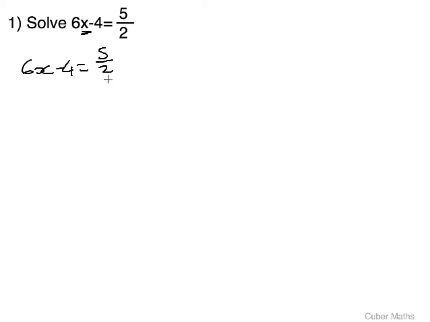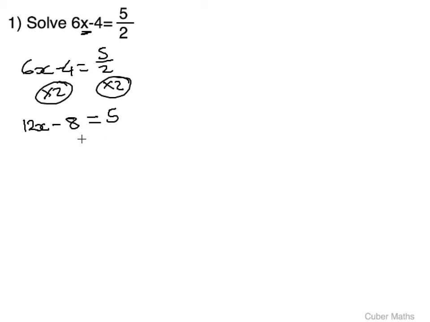And how we're going to do that is because it's 5 divided by 2, we're going to times both sides by 2. So when we times both sides by 2, we end up with, on our right hand side, just 5 because we've eliminated the divide by 2. And on our left hand side, we do 6x times by 2, which is going to give us 12x. And then minus 4 times by 2 is going to give us minus 8. So that is how we get rid of our fraction.